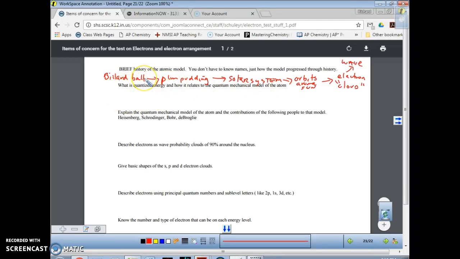What does quantized mean, and how does it relate to the quantum mechanical model? What does the term quantized actually mean? A fixed amount of energy. A bundle of energy, right? How does that relate to the quantum mechanical model of the atom?